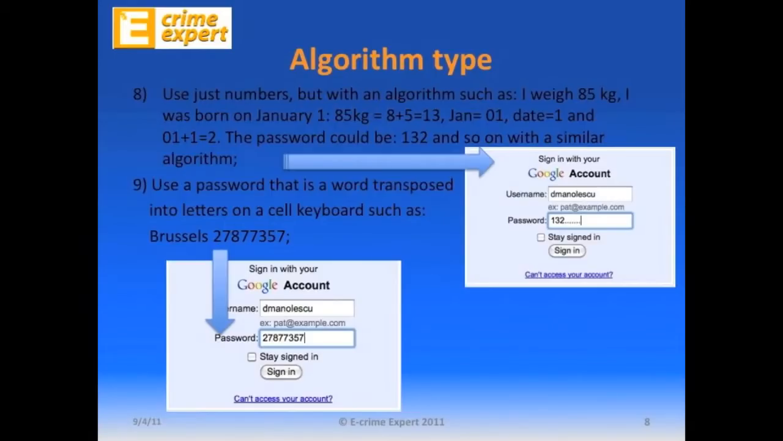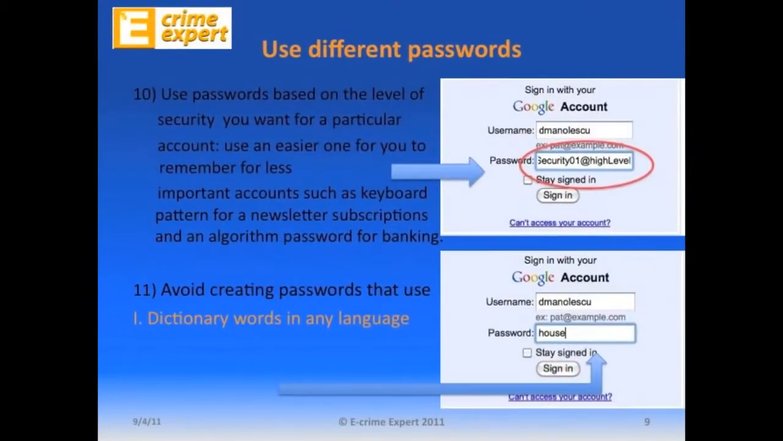You could also use a password that is a word based on the numbers on a phone keypad, such as Brussels, which in numeric form is 27877. Use different passwords for different accounts. You can choose passwords based on the level of security you want for a particular account. Use one of the methods already mentioned that is easiest for you to remember.